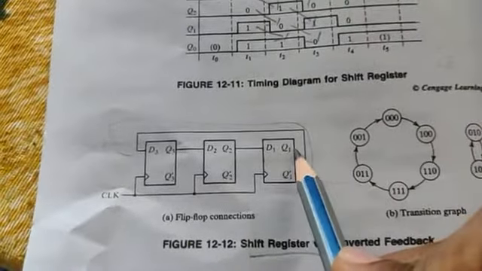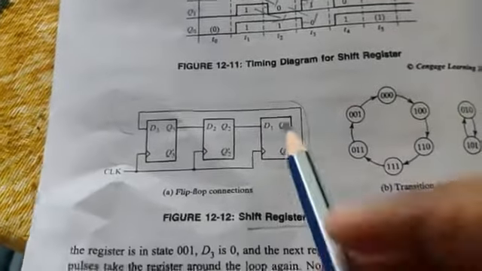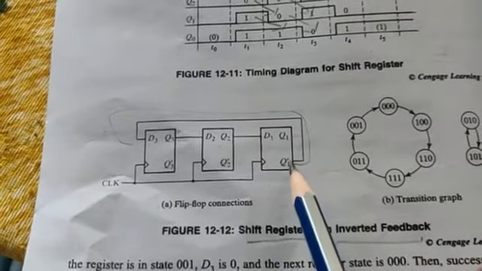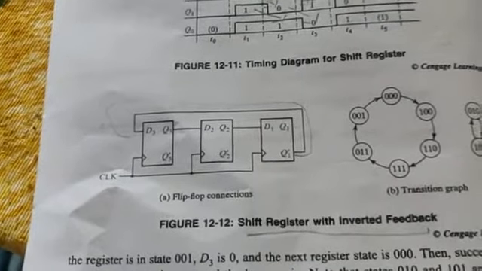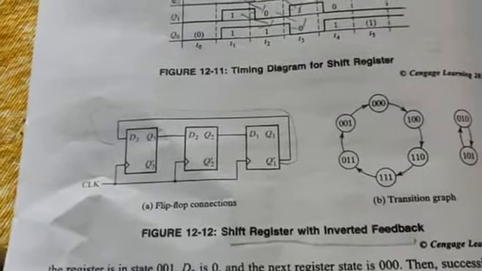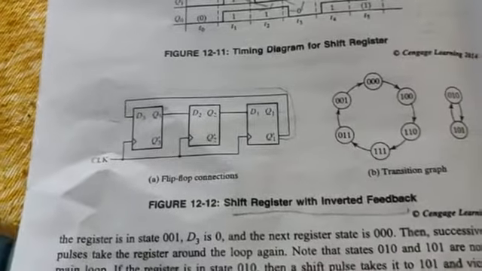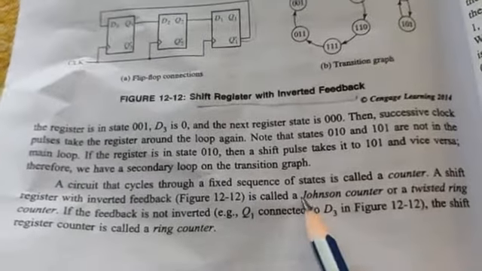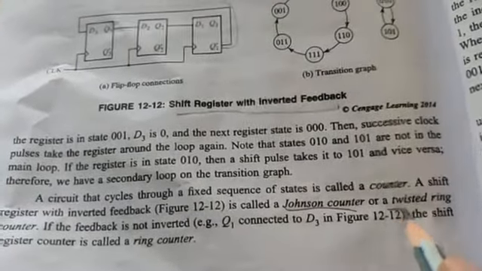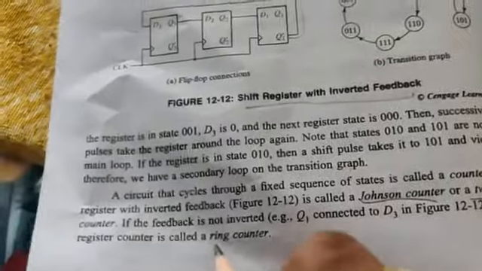If I have taken a connection from Q1, it's just a feedback. So we have taken a feedback line from Q1 bar. So it's inverted. Bar refers to inverted, right? So it's a shift register with an inverted feedback. So we call this particular circuit by three names.